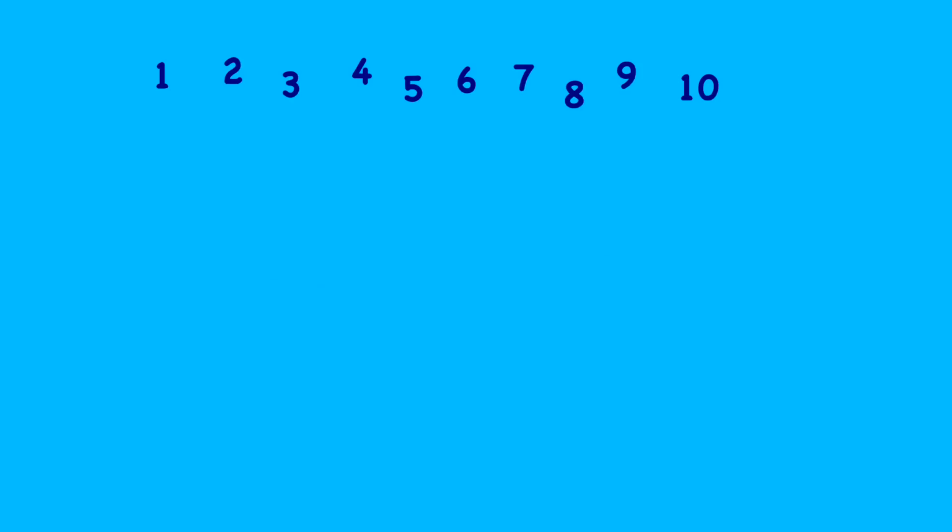This video is going to look at odd and even numbers and how we can easily identify them. Let's look at the numbers from 1 to 10. I'm going to arrange them into two groups. I'm going to drag these ones over here, and I'm going to drag these ones over here so that I've separated them into two groups.